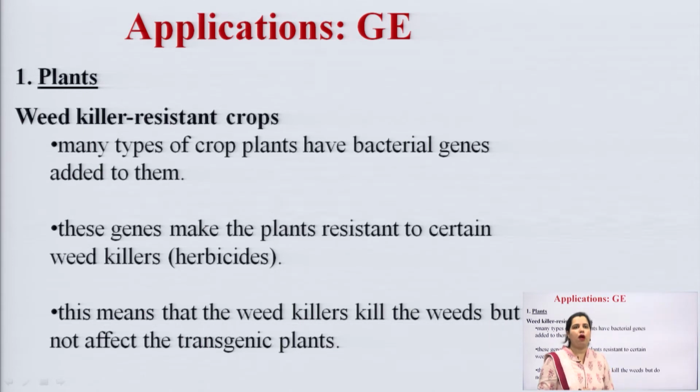So, many types of crop plants have bacterial genes added to them, right. These genes make the plant resistant to certain weed killers, herbicides. So, if we incorporate bacterial genes into the plant, we can expect that variety of that particular plant is now resistant to that particular weed. This means that the weed killer kills the weed, but does not affect the transgenic plant, because we have transferred bacterial DNA to the plant cells, and that is known as a transgenic plant.